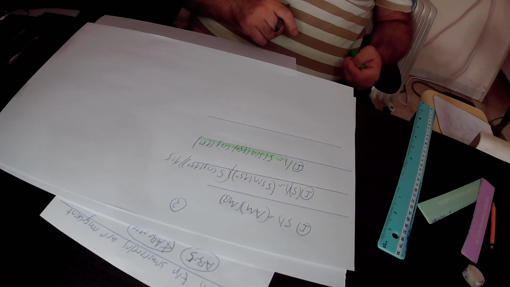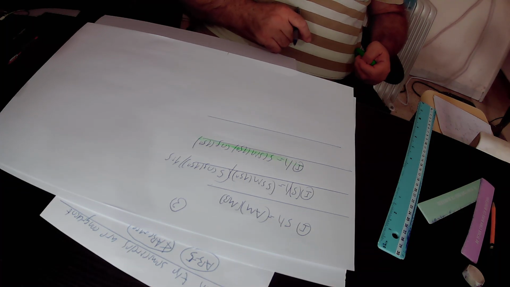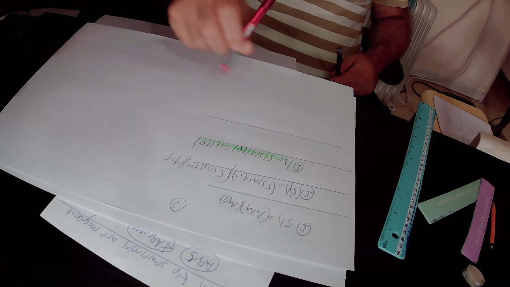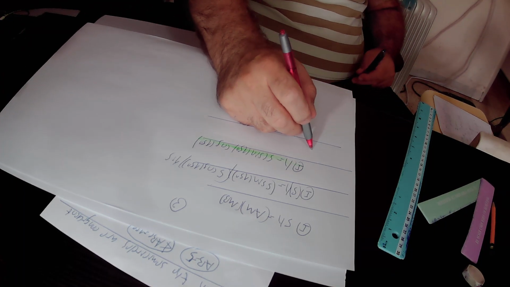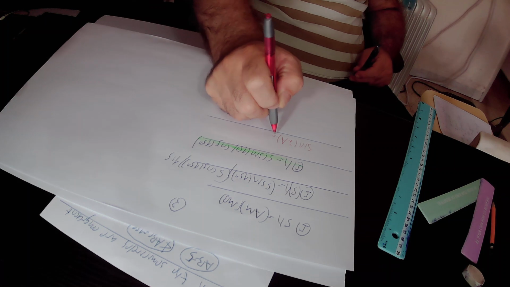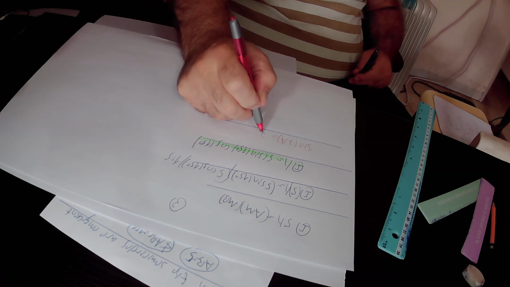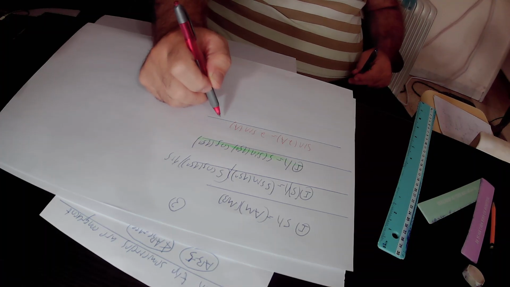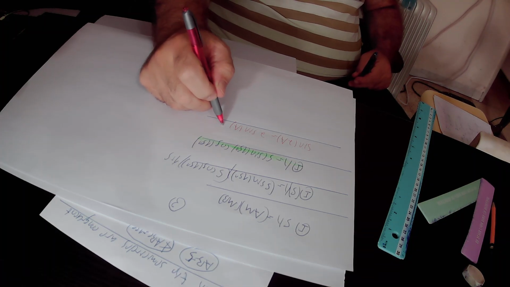So here we have the trigonometric identity. It states that sine 2a equals 2 times sine a times cosine a.